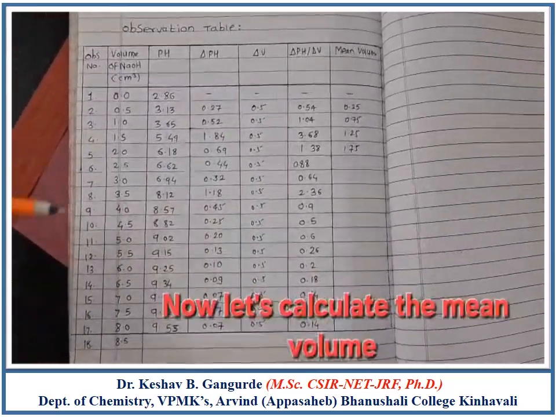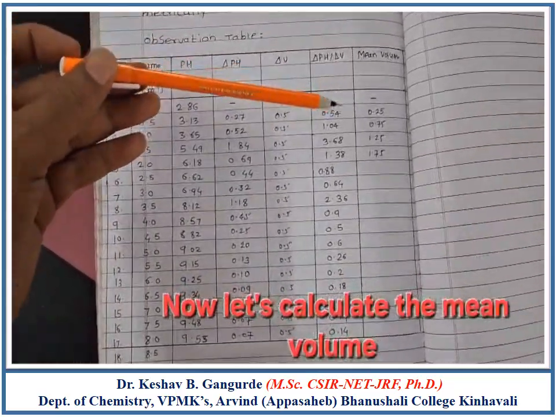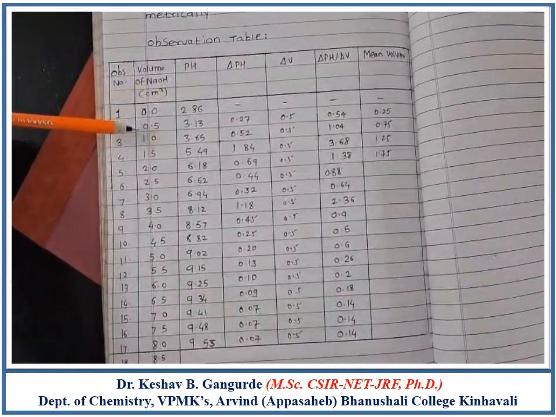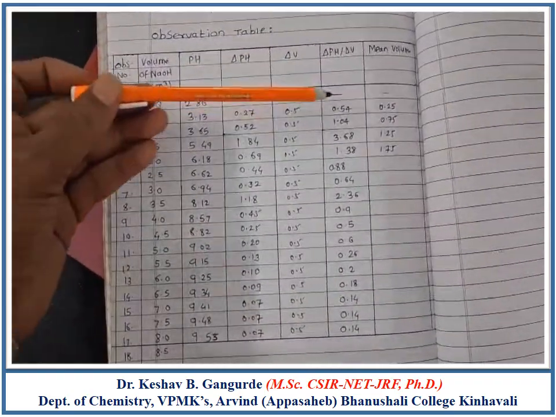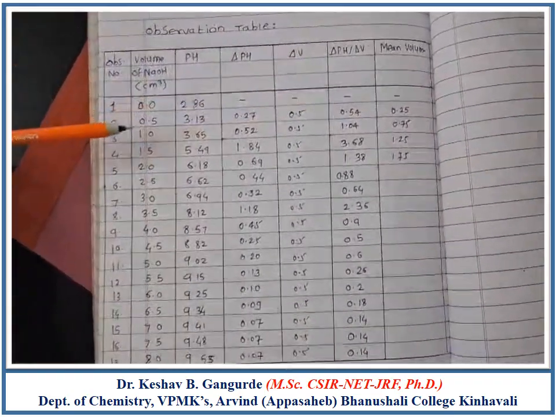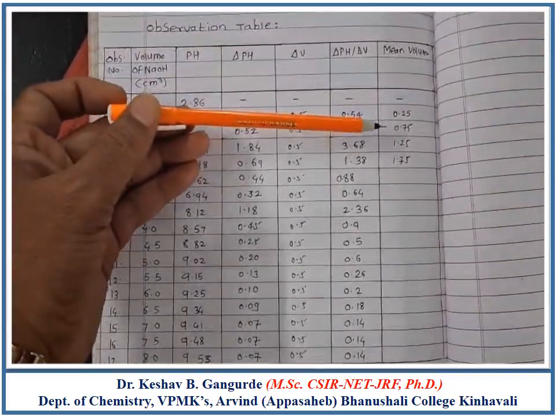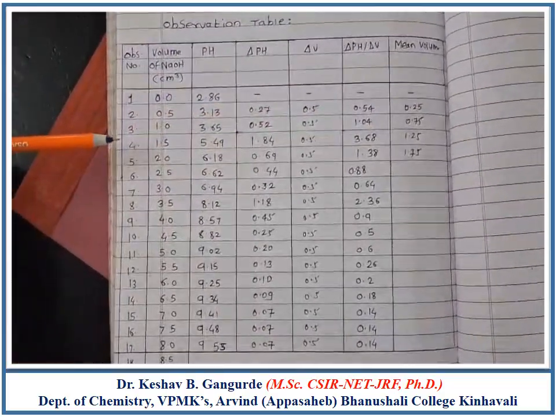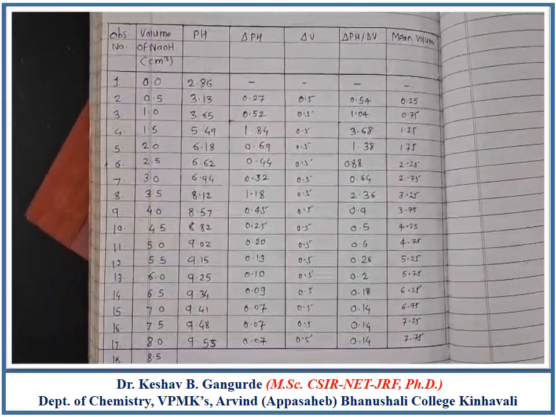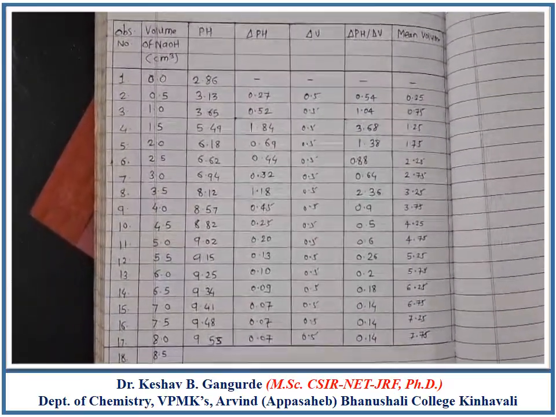Now let's calculate the mean volume, that is 0 plus 0.5 divided by 2 equal to 0.25, 0.5 plus 1 divided by 2 equal to 0.75. In this way, do all the calculations.